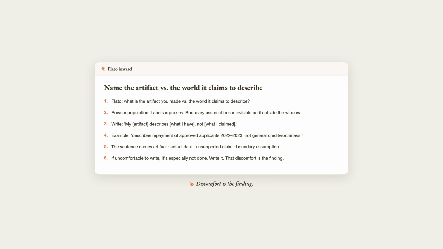That sentence does 4 things. It names the artifact, it names what the data actually is, it names what the claim implies but the data cannot support, and it makes the boundary assumption explicit. If you cannot write that sentence, the data frame audit is not done. If the sentence is uncomfortable to write, it is especially not done. Write it anyway. The discomfort is the finding.